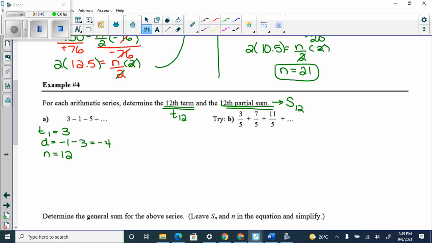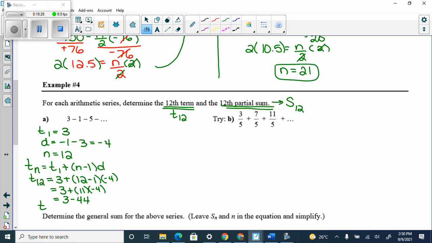So for T12, I'm going to use the T formula, right? Tn equals T1 plus n minus 1 d. T12 equals T1, which is 3, plus 12 minus 1 times d, which is negative 4. So it equals 3 plus 11 times negative 4. So it equals 3 minus 44. So T12 equals negative 41.